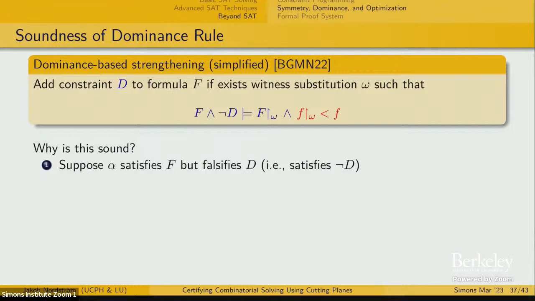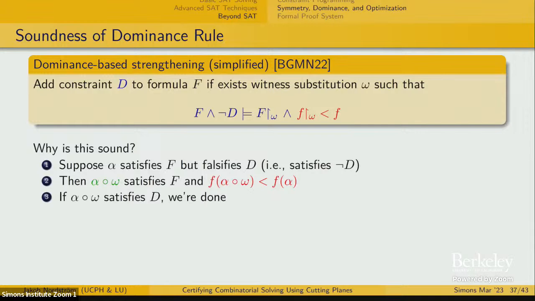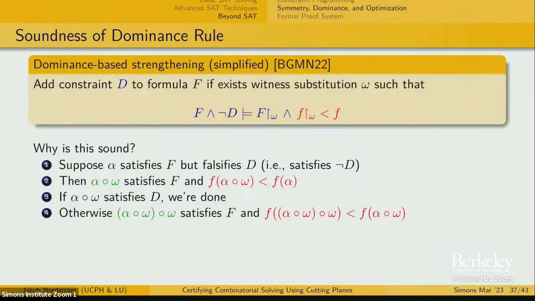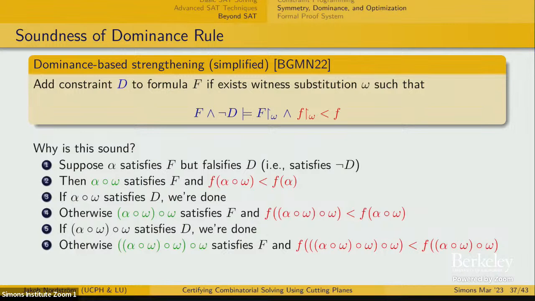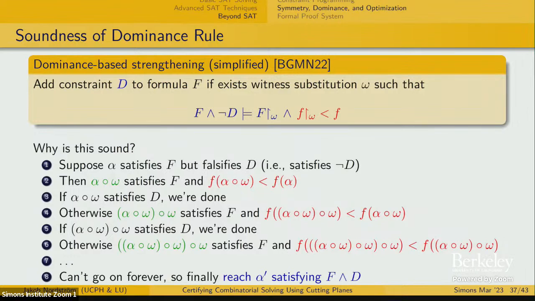Okay, so why is this okay? Well, very quickly, it is okay for the following reason. Suppose, again, what are we worried about? We're worrying about alpha satisfying F but violating D. Well, in that case, I know that alpha composed with omega satisfies F and has strictly smaller objective value. And now, if this new alpha composed with omega satisfies D, then I'm happy. Otherwise, I can run this rule again, and I get alpha composed with omega again, which gives me a strictly smaller objective. And now either I satisfy D, or I run this again, and I get a chain of new assignments that have smaller and smaller objective, and this has to terminate. So this dominance rule is some kind of limited induction rule that says that if I ran this rule enough many times, then I would finally find a satisfying assignment.